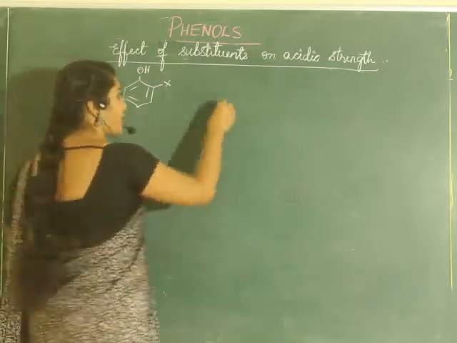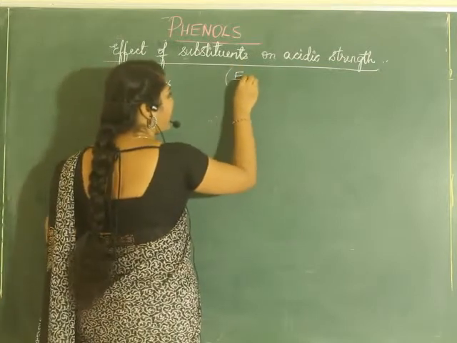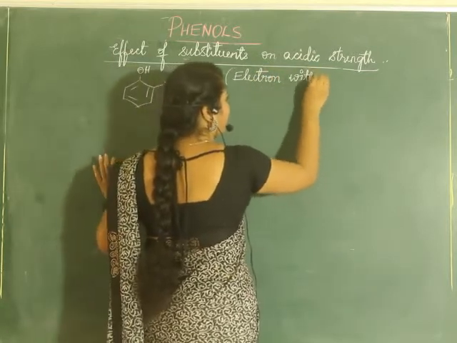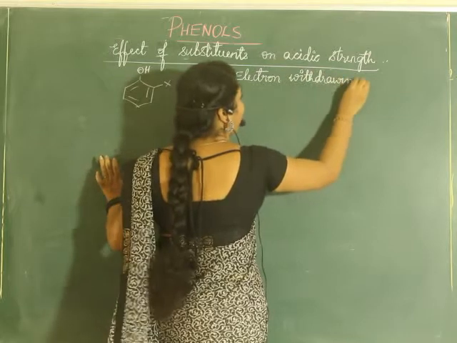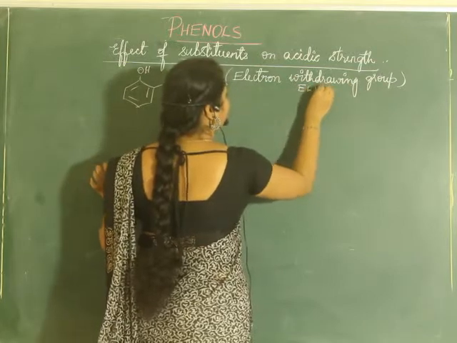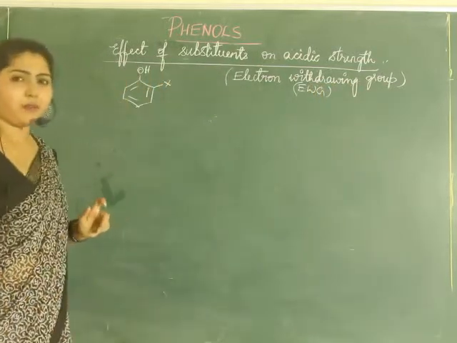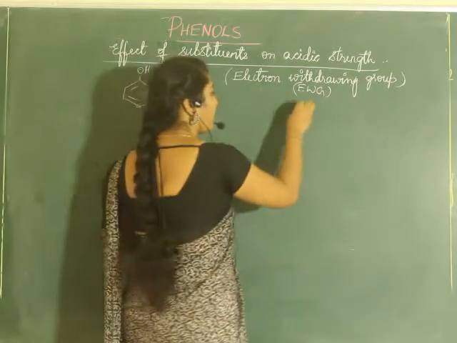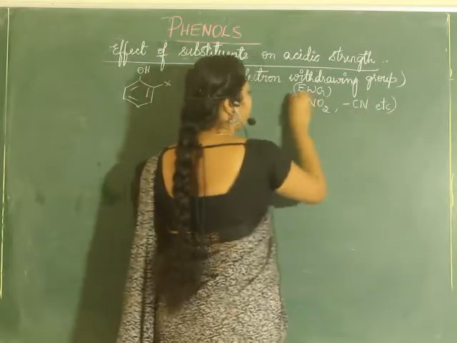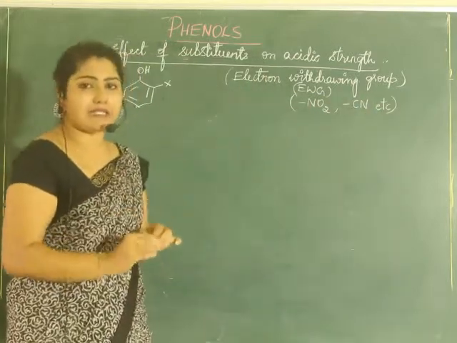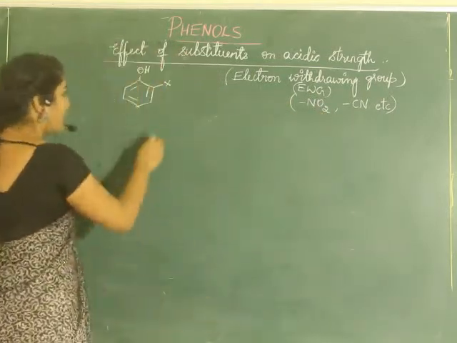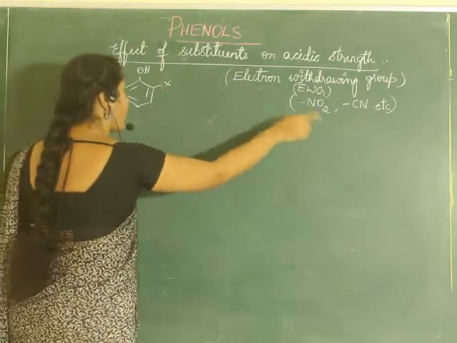We'll take two conditions. If it is an electron withdrawing group, I'll write it as EWG. Electron withdrawing groups like nitro, cyano, etc., can pull the electron towards itself. What if such groups are present? What may happen? Now say in the place of X it is nitro or CN, any group.